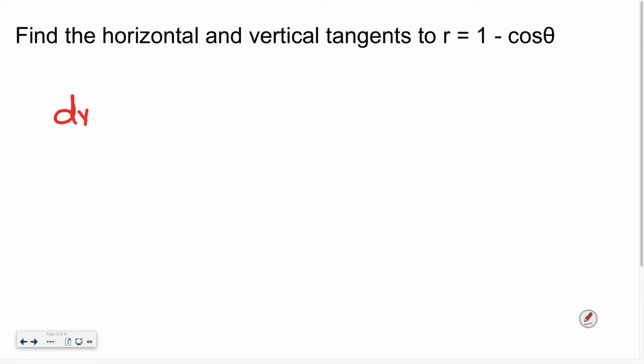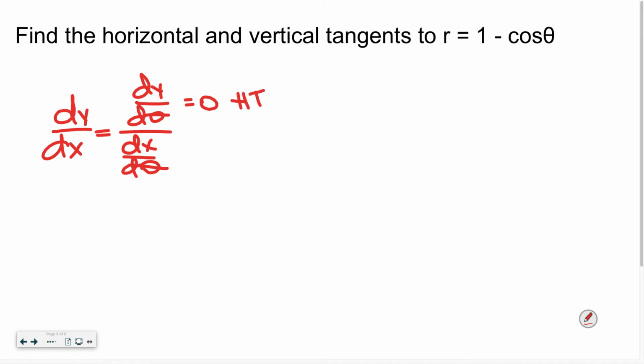If dy/dx is dy/d theta over dx/d theta, which one is going to help us with the horizontal tangents? The dy/d theta, the top, and vertical would be the bottom. Horizontal tangents occur when our derivative is 0, so we would want the numerator to be 0. When dx/d theta is 0, that's when we're going to have vertical tangents occur.